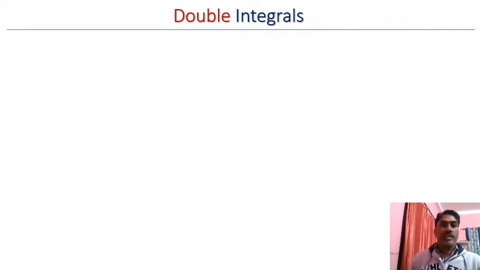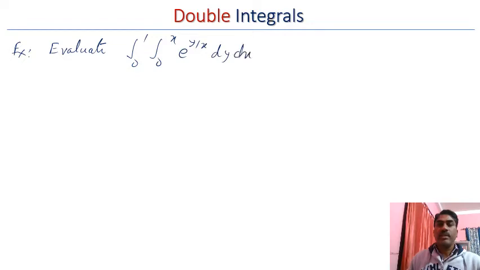We take the next example. Evaluate the integral from 0 to 1, 0 to x, e to the power y by x dy dx. We have already discussed in an earlier lecture that when a variable limit is there, it corresponds to the other variable, meaning the limit is in x, so it will be the limit of y. So this integral corresponds to y and this integral corresponds to x.